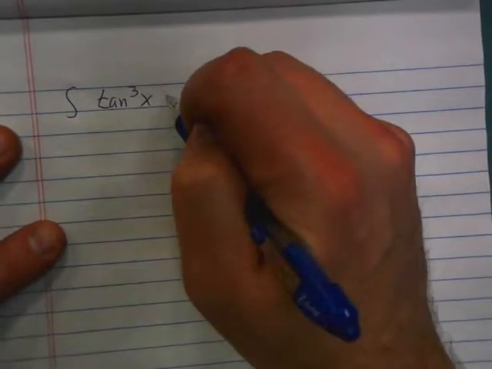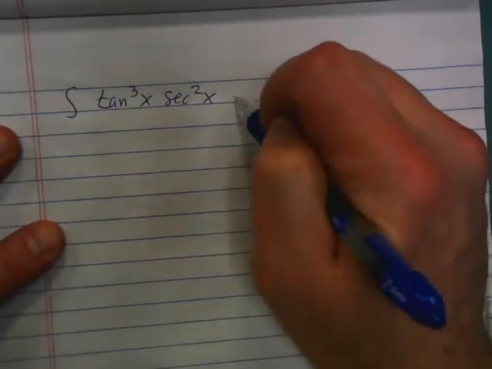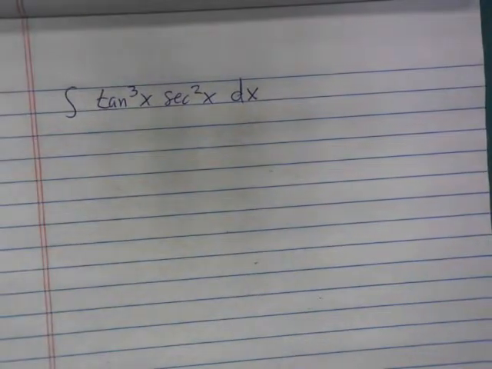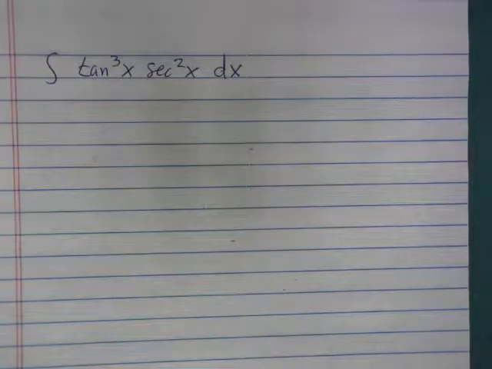And somebody asked a minute ago, what do you do if you have tangents and secants? You don't want to know? Too bad. I'm going to tell you anyway. What's that? Oh, I got some in there I don't need. All right. How about the integral of tangent cubed x, secant squared x, dx? Any suggestions?